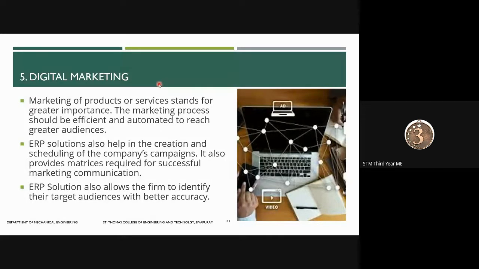Suppose there are some child products, such as toys or child care products. They are targeted to mothers so that they can buy that product and use it for their babies. That is how they are targeting. So specific audiences are targeted for marketing campaigns so that they can promote the product and people can buy it. These are involved during digital marketing. That is one of the current trends under ERP.